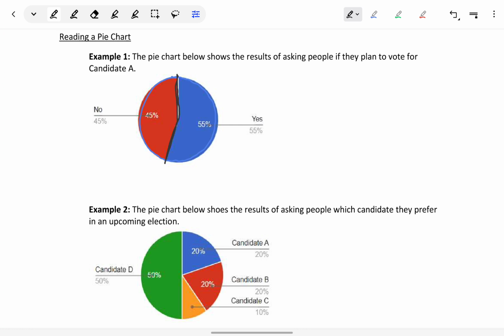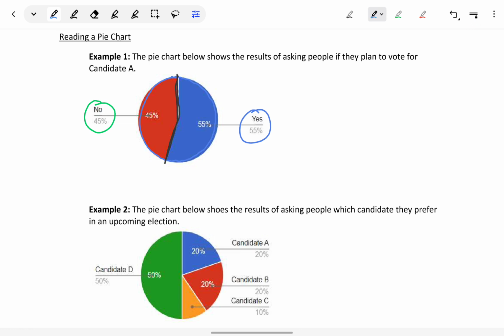In example 1, these are the results of asking people if they plan to vote for candidate A. The answer to that is either yes or no, so this pie is split into two different pieces, where the size of each piece reflects the percentage of responses. So we have 55% of people responding yes, and so we have a larger piece of the pie representing that 55%, and then the smaller piece of the pie, which was people who responded no, at 45%, takes up a smaller piece of the pie.